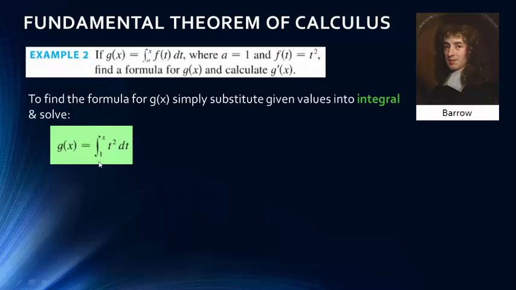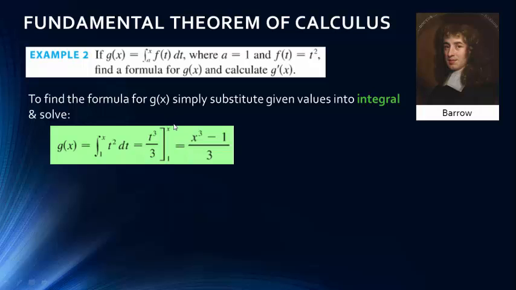So let's just plug this in and find the integral first of all, because g(x) equals the integral. So the integral of t squared is t cubed over 3, simple integral, the antiderivative. We're going to evaluate that from 1 to x. So we plug in those values, so we get x cubed over 3 minus 1 over 3, which is how I would write this. I wouldn't write it like this.